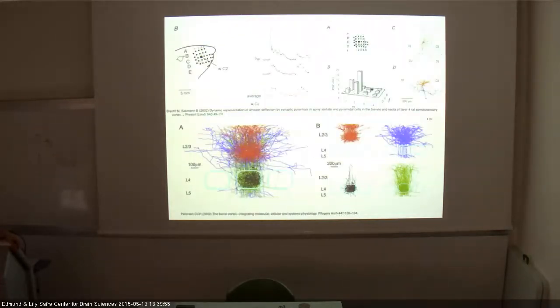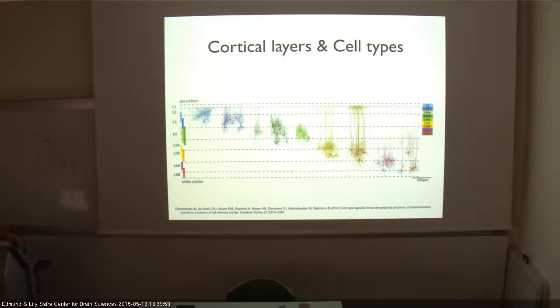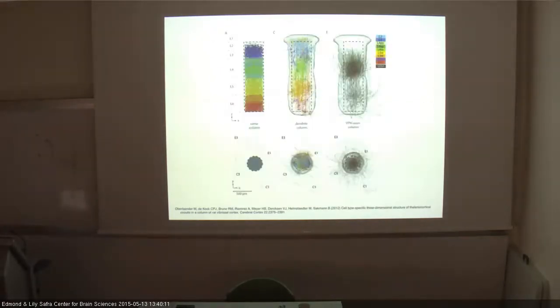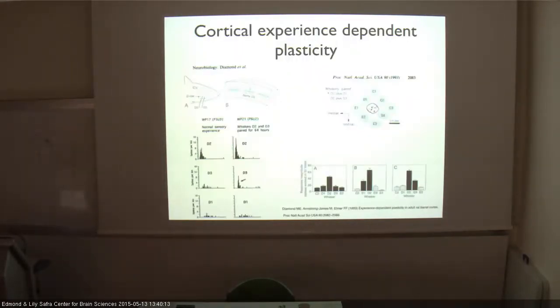Okay, so that's okay. You can skip that. I just want to tell you that the barrel cortex is also a locus today for people who are doing anatomy of the cortical column and want to reconstruct all the types of neurons that you have there. This is another slide from that. We'll talk about it next year, so I'm going to skip that.